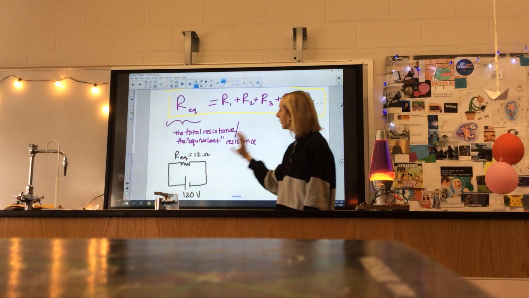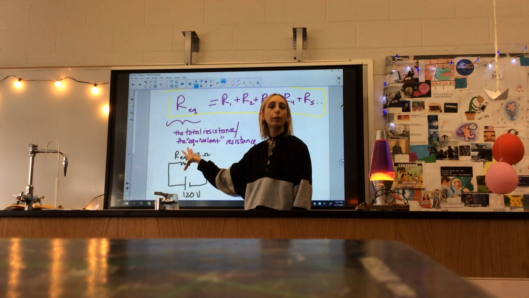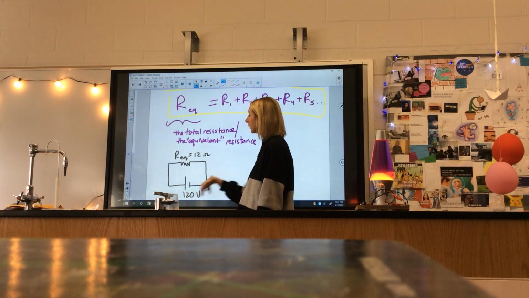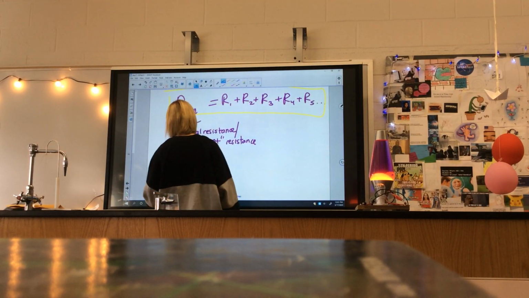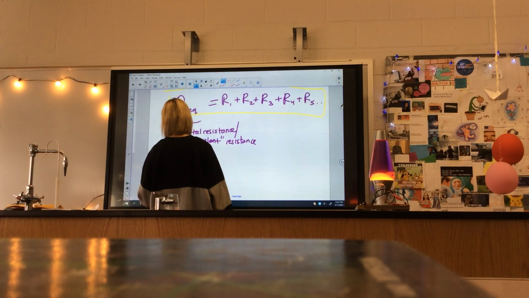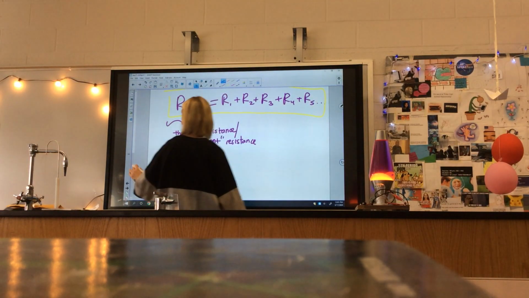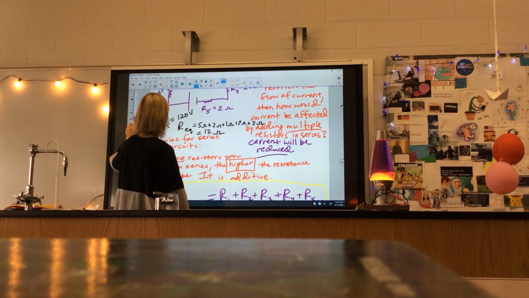This will make it very, very easy for us then to find our current, because we know that in a series circuit, our current is the same everywhere. So now if I want to find current, I can make a note. So let's make rule number 2.